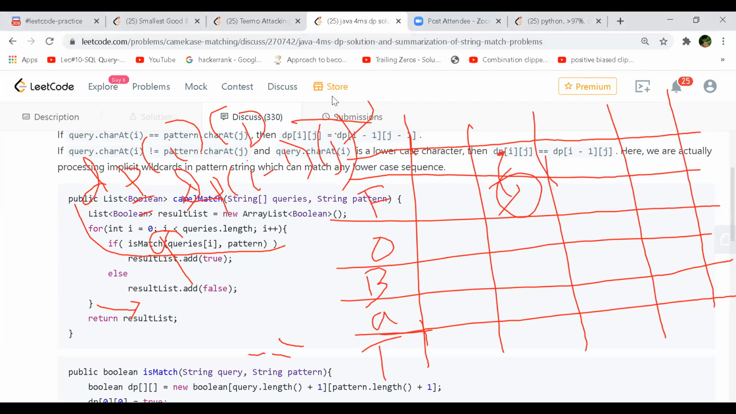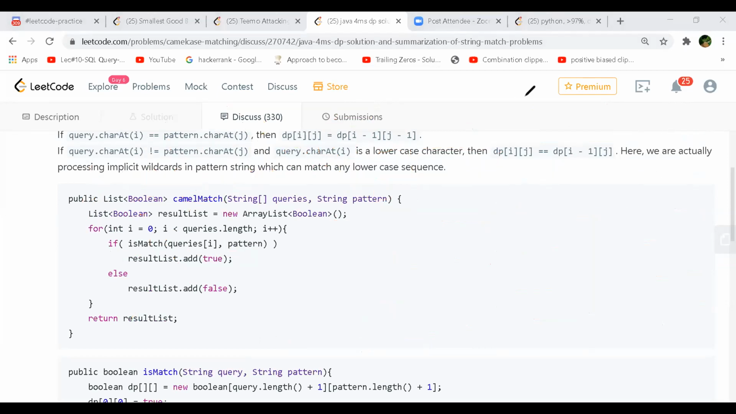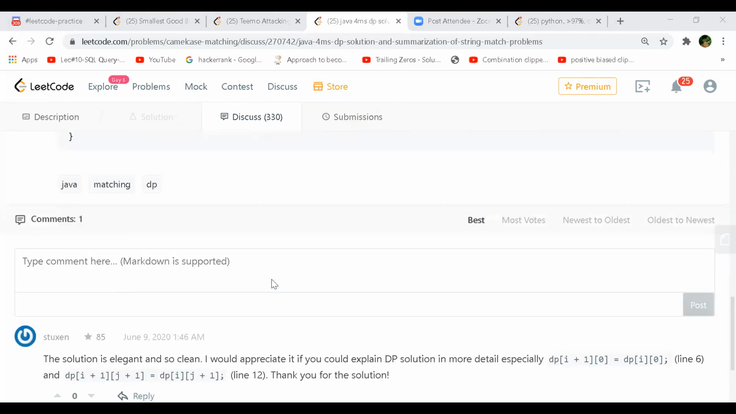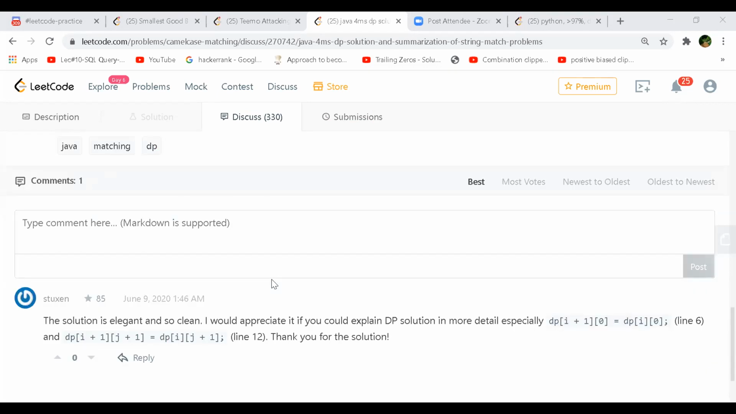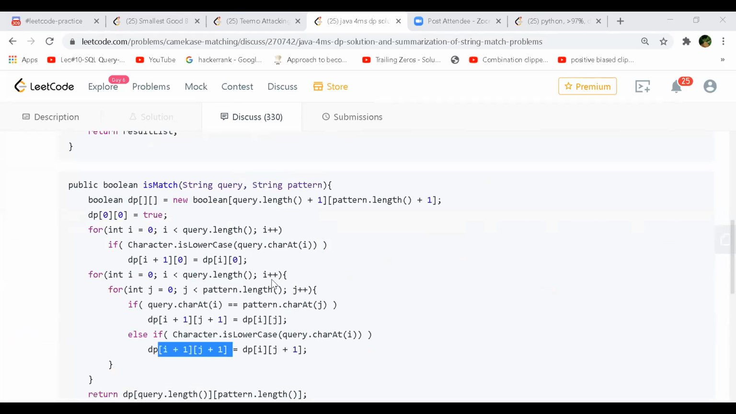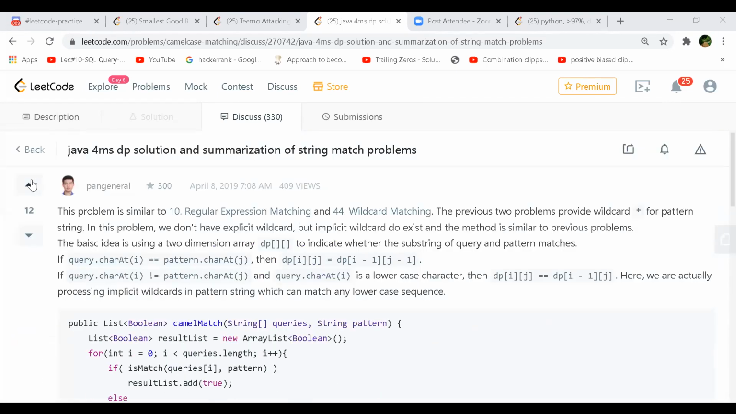Yeah. Only thing is we won't write it the dp I plus 1 j plus 1 way, right? We'll just write dp I j, the normal template that we follow. Yeah, this is cool. I think, yeah, thanks, Anwar, for making this. It's good, yeah, he has given the reference also to regular expression matching and wildcard. So both of them are there, right? Yeah. Yeah, he has described.